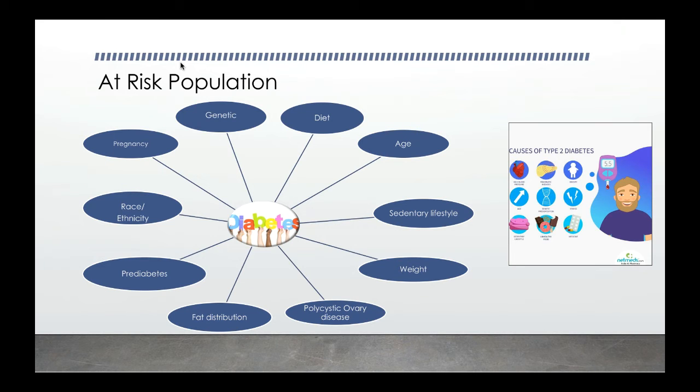Those with a larger midsection typically will develop diabetes. Prediabetes, of course, polycystic ovary disease, and also some races and ethnicities, such as the Native Americans, Alaskan Natives, African Americans, Hispanics. These are some of the large races, ethnicities that are susceptible to developing diabetes.